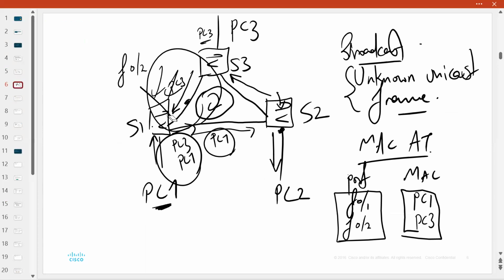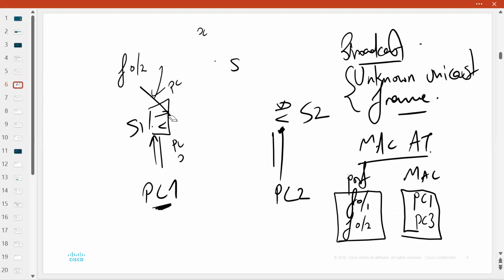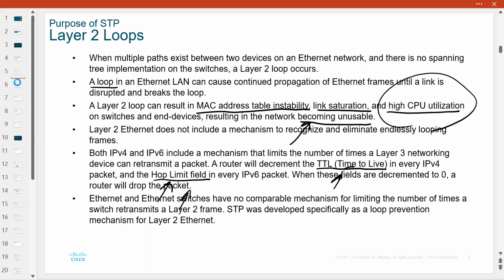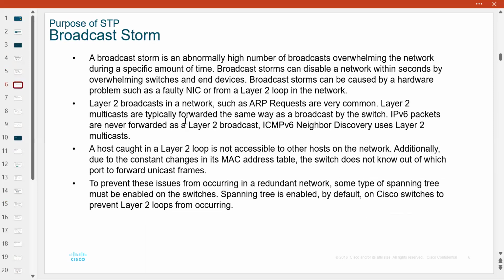Let me clear this one. All right, let's move to another problem which comes with having loops: broadcast storms. I think that one explains itself. It is a broadcast storm. In the previous example, in the three-switch network, we said broadcasts are easier to explain a loop with.